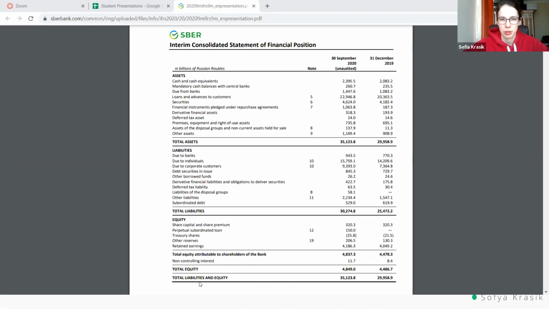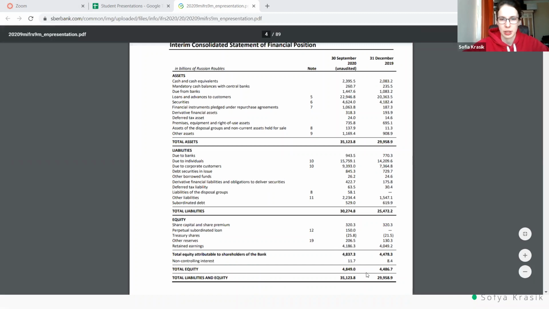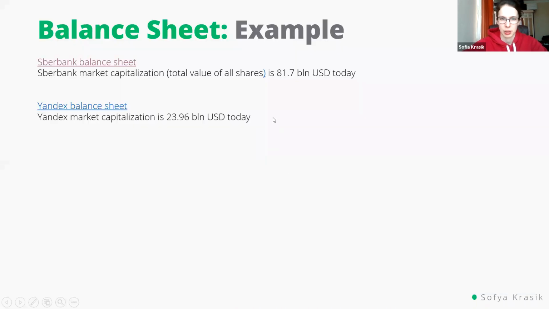And now let's compare what we have here with what we have in reality. Market capitalization is a concept which represents the total value of all shares. If we take all shares and multiply this number by the share price, what we get is called market capitalization. And today, market capitalization of Sberbank is almost $82 billion. So as you see, it's different from what we saw in the balance sheet.